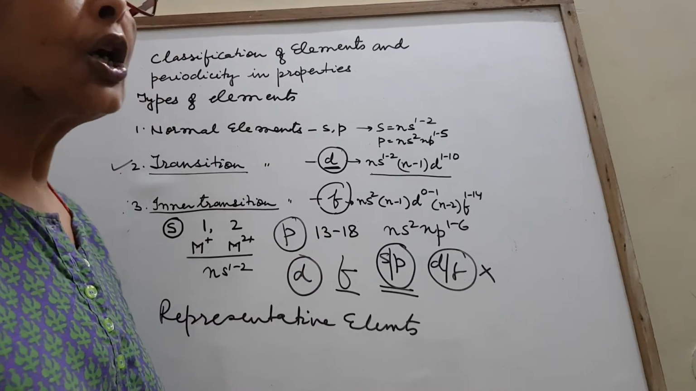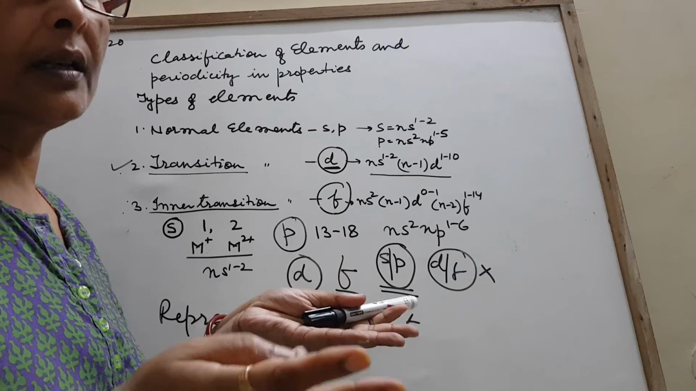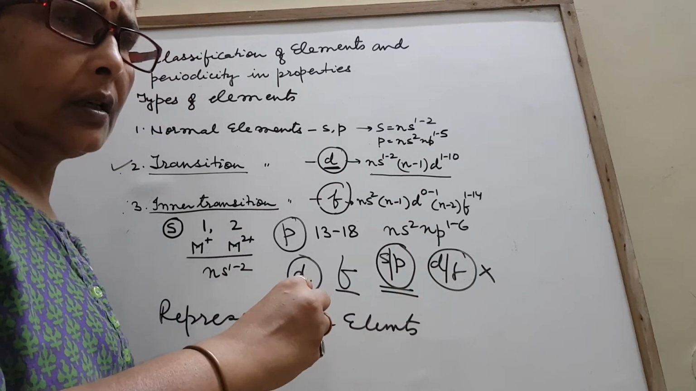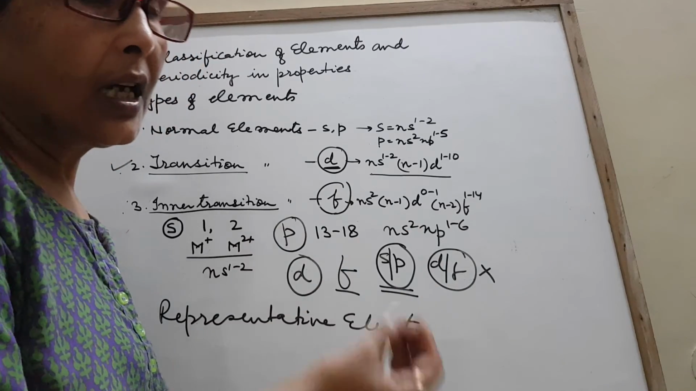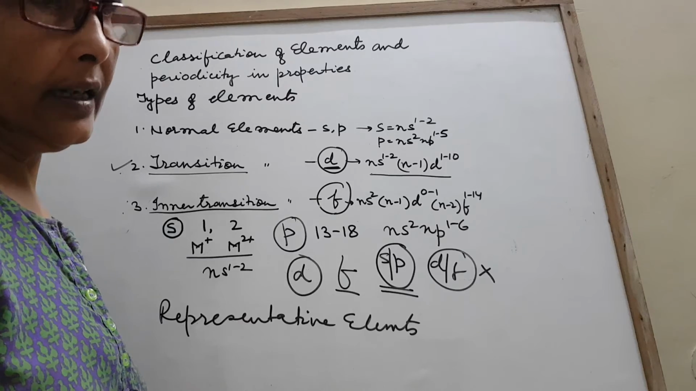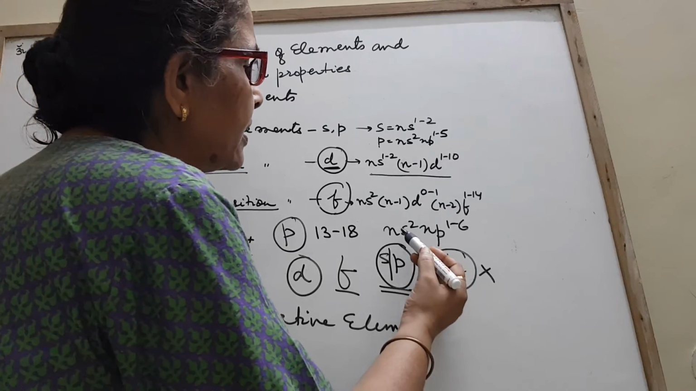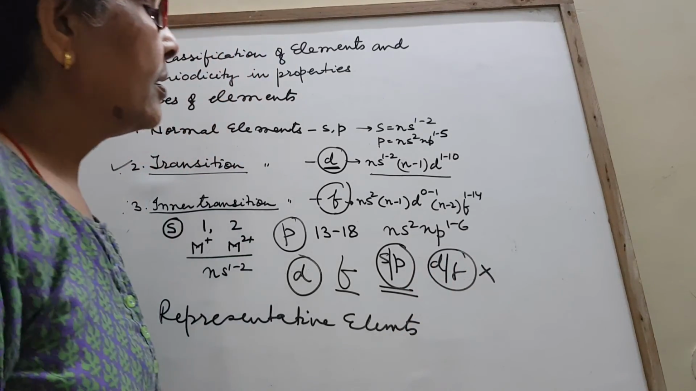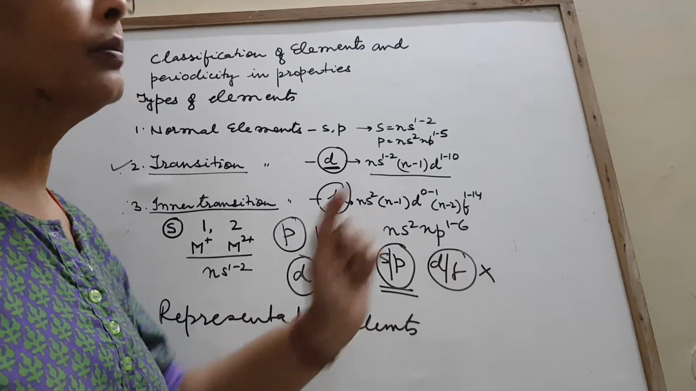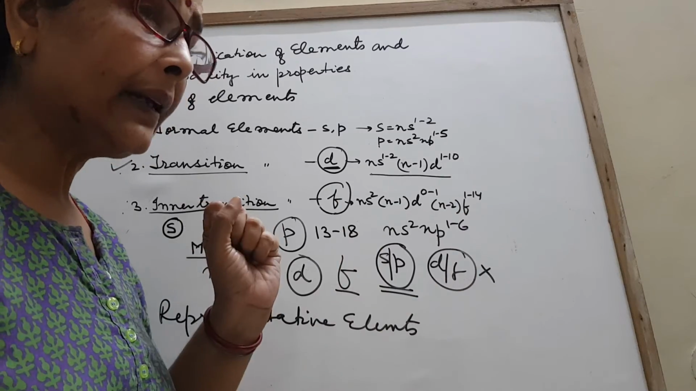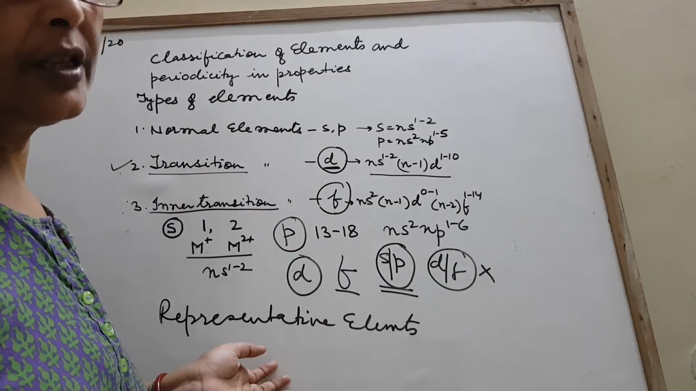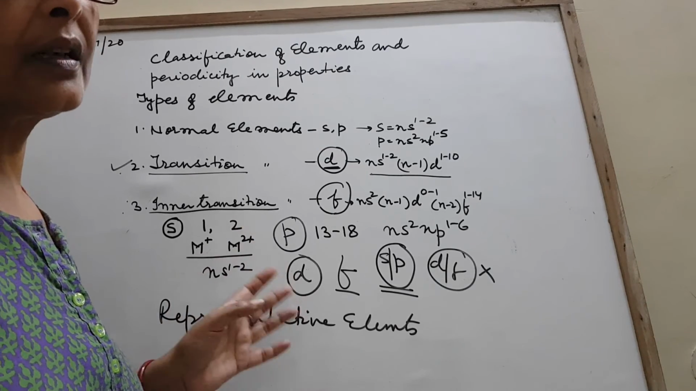P block actually has two categories of elements. One is normal, which do not have the octet complete, and the ones which have the octet complete are called noble elements. That's why they have the configuration ns2, np1 to 6, right? The moment it is 6, they become noble gases. If it is not 6, any number till 5, they are the normal elements or representative elements. So this is how we have seen the classification.